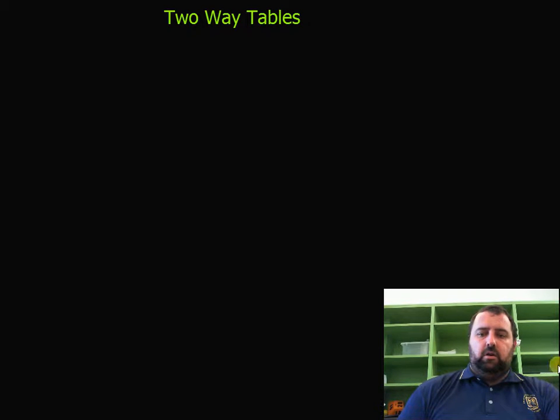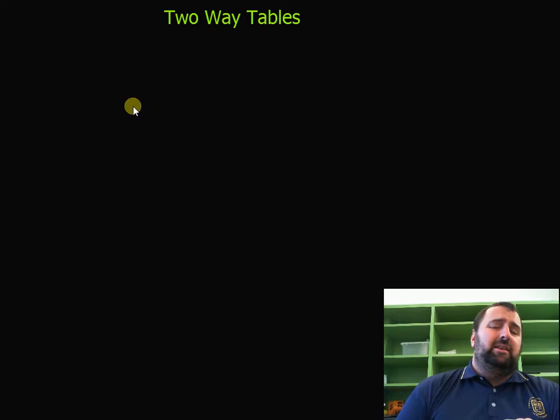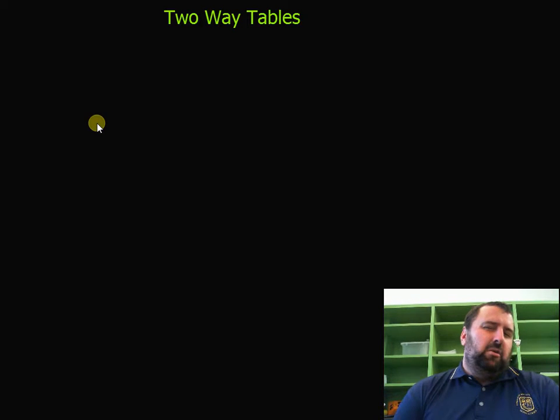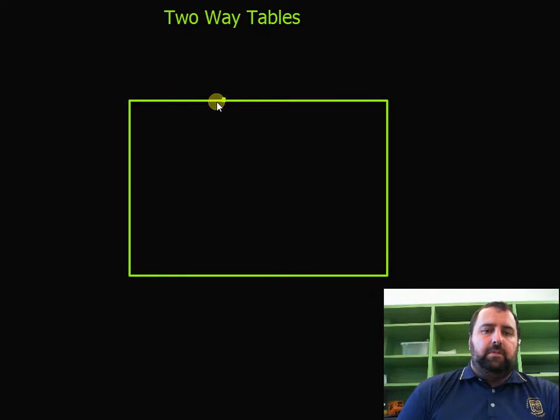Hi guys, so today we're talking about two-way tables. Two-way tables work quite similarly to Venn diagrams. The thing about two-way tables is that they're a little bit easier to understand, but they are limited to only two different events. Okay, so in order to draw our two-way tables, we need to draw a 3x3 table.